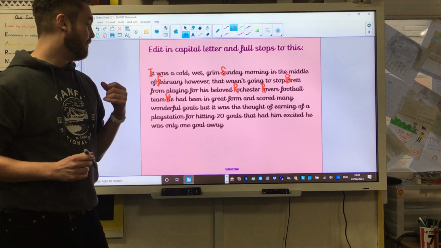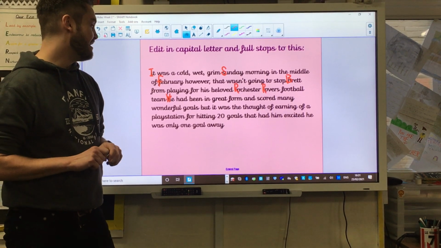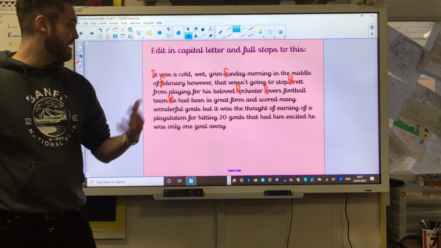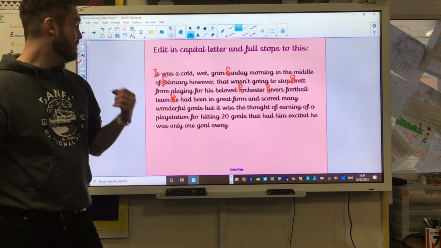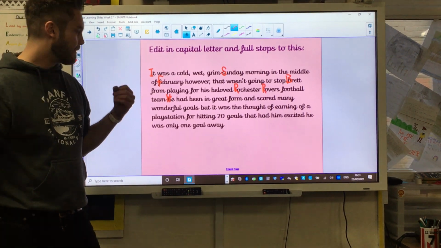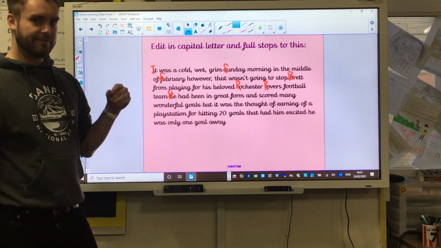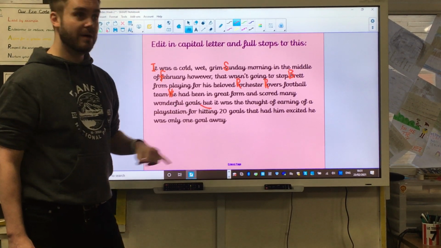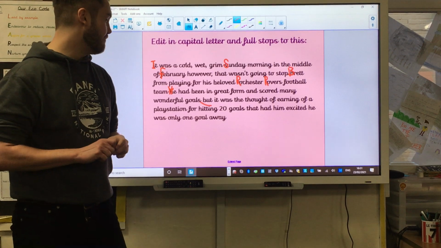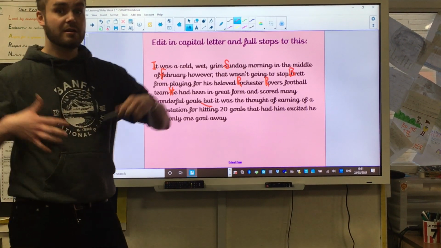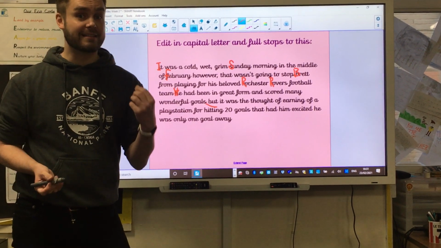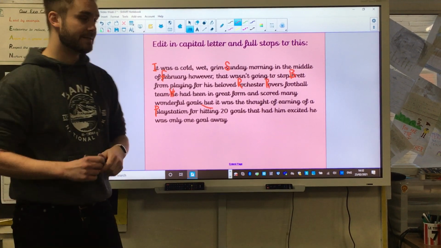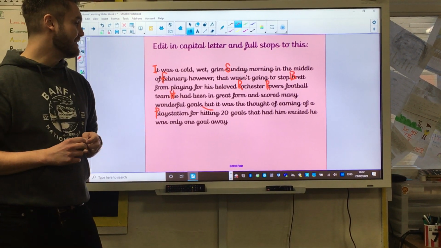He'd been in great form and scored many wonderful goals, but it was the thought of earning a PlayStation for hitting 20 goals that had him excited. He was only 1 goal away. Now think about it again, I'll read that sentence. He had been in great form and scored many wonderful goals. None of them hit any of our criteria for a capital letter right now. And to be honest, we don't need a full stop because we've got the conjunction but right there. But it was the thought of earning a PlayStation for hitting 20 goals. Well, hopefully now you can tell me that PlayStation's the name of an organisation and company, so we need a capital P for that. For hitting 20 goals that had him excited.